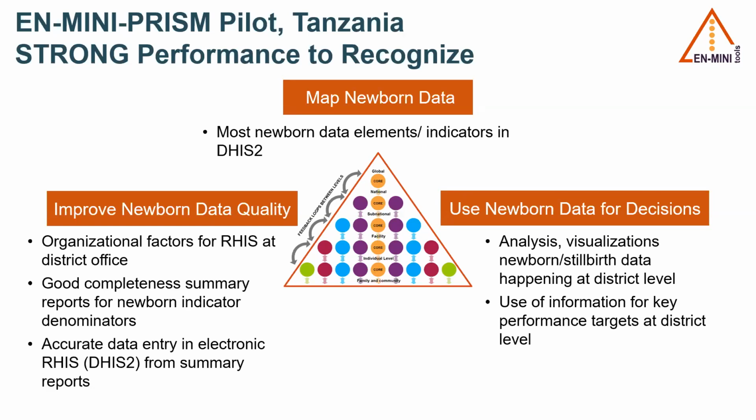From map newborn data, we found most newborn data elements, indicators, were already in DHIS2. And for improved newborn data quality, we found there is evidence of organizational factor for RHIS at district office. And also there's a good completeness of summary reports for newborn indicator denominators. And also there is accurate data entry in electronic RHIS from summary reports.